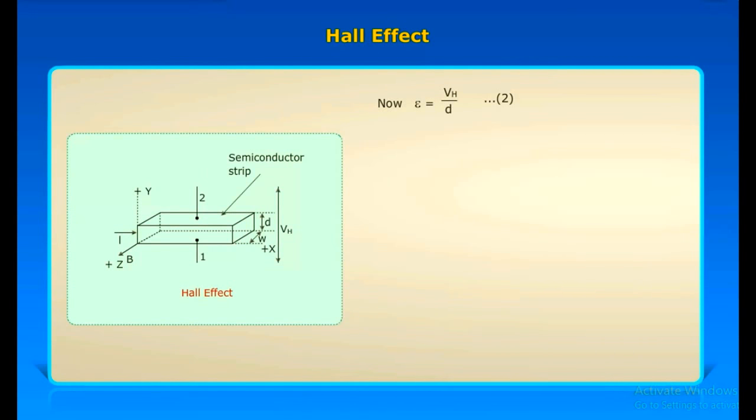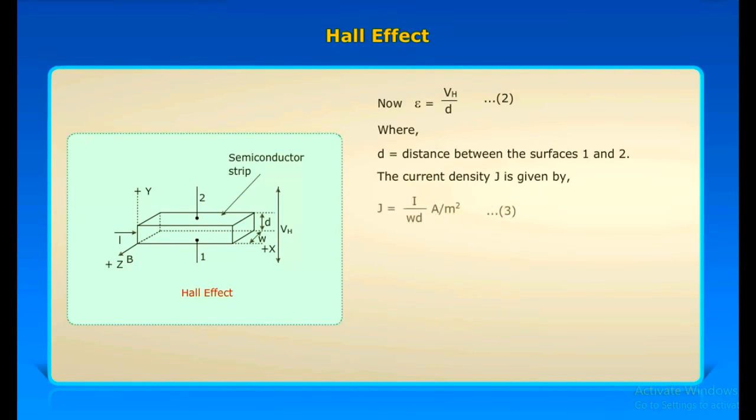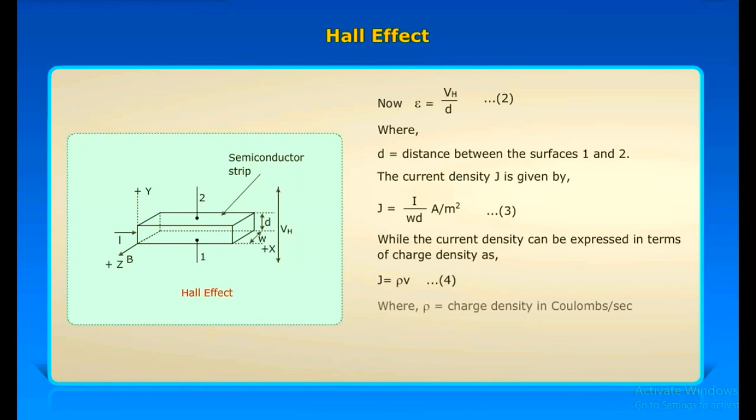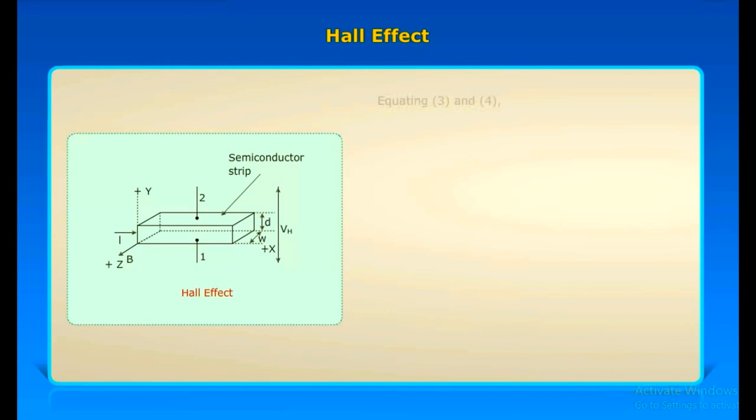Now epsilon is given as where d is equal to distance between the surfaces 1 and 2, the current density J is given by, while the current density can be expressed in terms of charge density as, where rho is equal to charge density in coulombs per second, V is equal to speed in meter per second, W is equal to width of the strip in the direction of B, equating 3 and 4 we get.